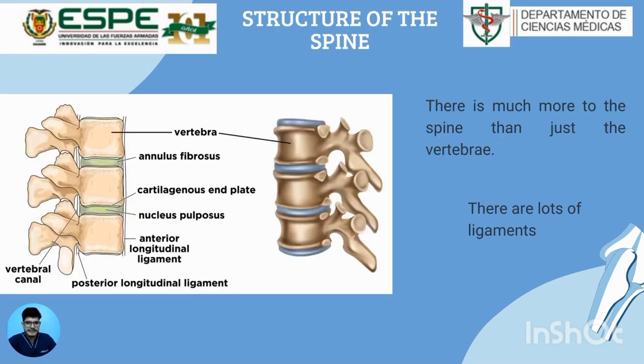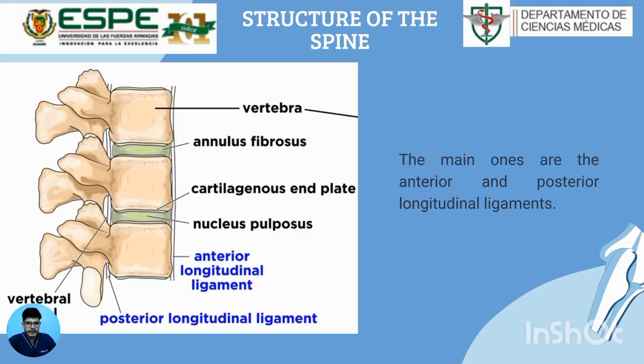Of course, there is much more to the spine than just the vertebrae. Numerous ligaments keep everything together. The main ones are the anterior and posterior longitudinal ligaments running down the front and back of the column from the neck to the sacrum. There are also shorter ligaments that connect adjacent vertebrae, as well as intervertebral discs.